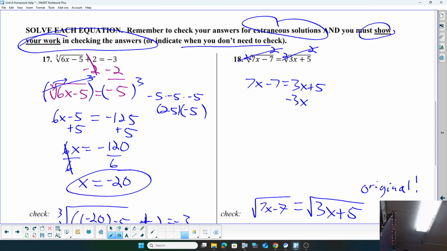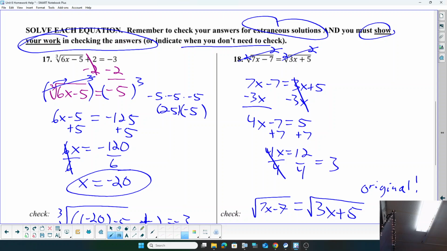Okay, get everything on the same side. So get all the x's on one side. There's no squared there. It's just a regular x. So minus 3x over. So we got 7x minus 3x is 4x. That's minus 7 equals 5. And then we'll add the 7 to the other side. And we get 4x equals 12. And then we'll divide by 4 and divide by 4. So we get x equals 3.